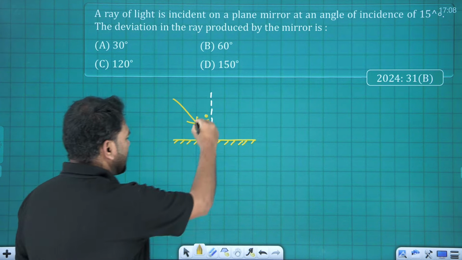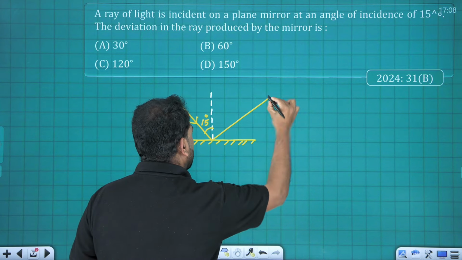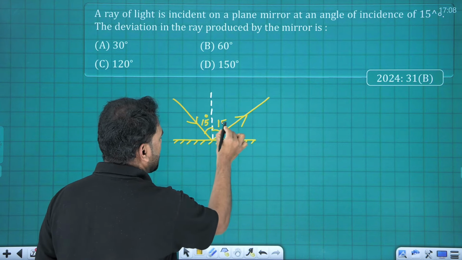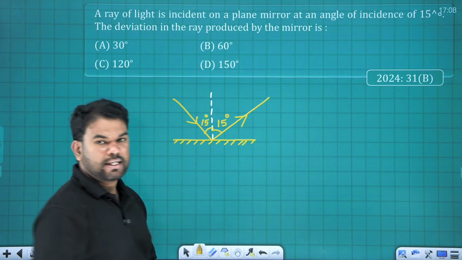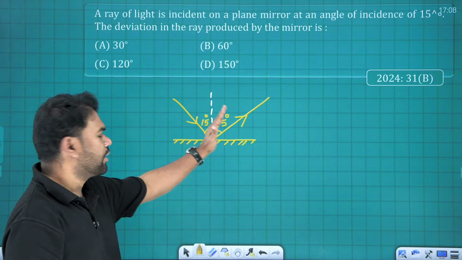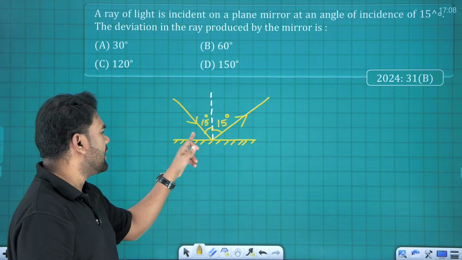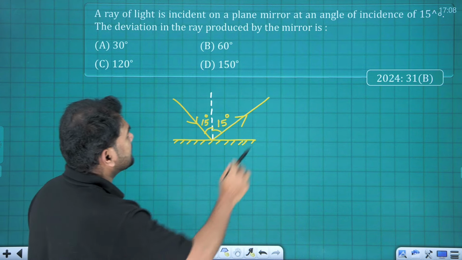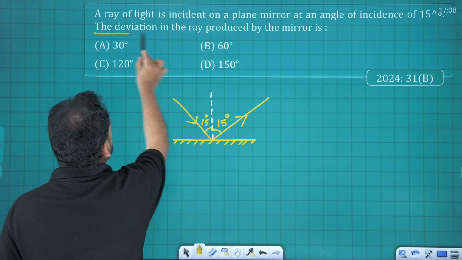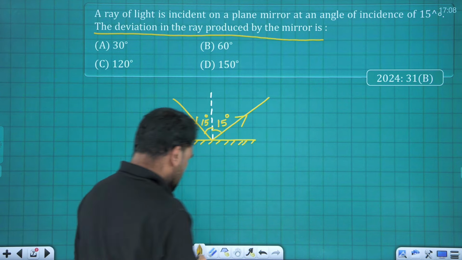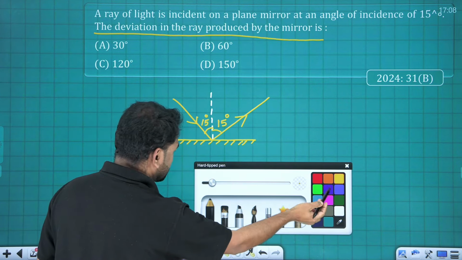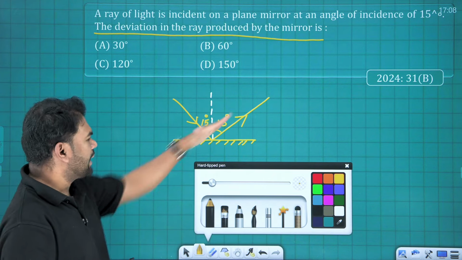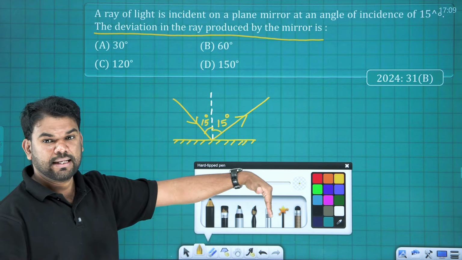Now, you know that after incidence here, the light ray will get reflected back. Let this be the reflected ray. You know that as per laws of reflection, angle of incidence is equal to angle of reflection. So, i and r will be the same, 15 degree. Now, your question is to find out the deviation in the ray produced by the mirror. Deviation means the exact difference between the reflected ray and the incident ray.